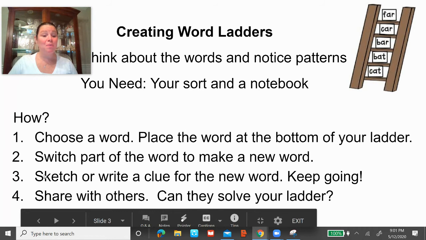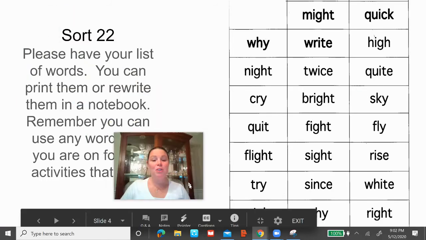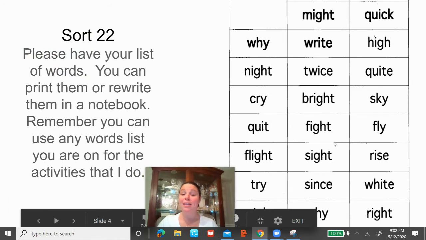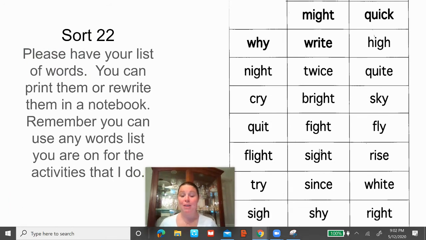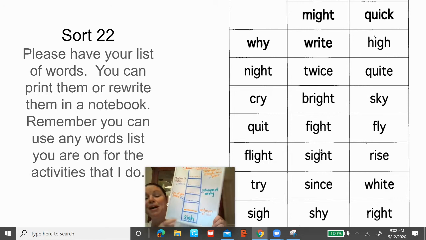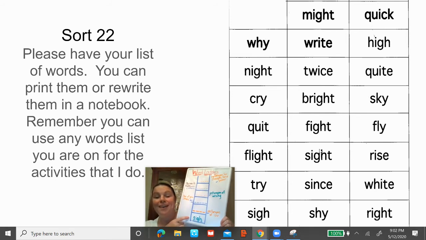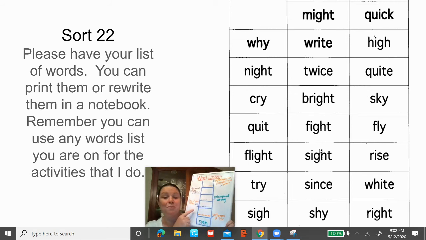So let me show you a little bit about what I did with my sort. I was on sort 22. So I was looking at these words thinking, how can I use them in a word ladder? And I came up with this here. So this is what the word ladder is going to look like. On the bottom, I give you one word, that's sigh, like, ah, if you're annoyed or you need a break. And then the next word is going to have some of the same letters, but I'm going to change it a little bit.